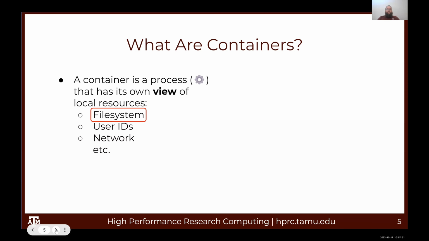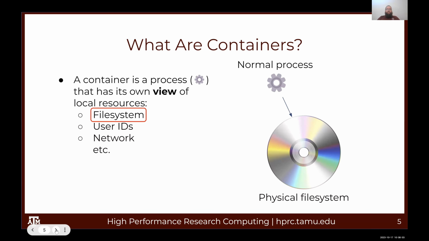For today, we'll be focusing on the file system as the main resource that is of interest to containers, but containers can also work with other resources. So here's an example of a normal process represented by the gear. And the normal process sees a file system represented by the compact disk. But somewhere in that file system, there may be a sector that is itself a representation of a smaller file system. We call that an image.